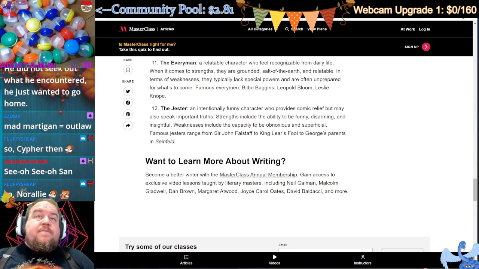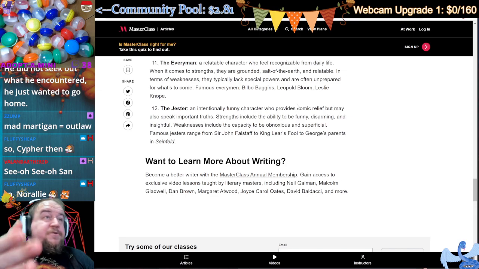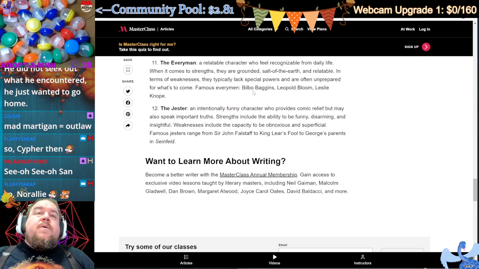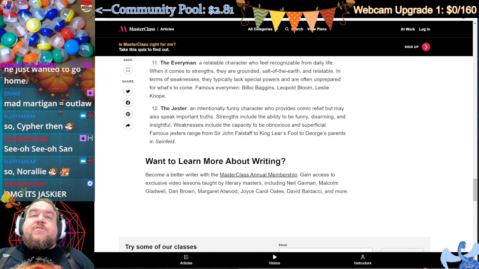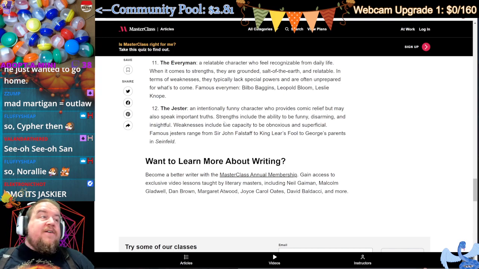And the Jester, an intentionally funny character who provides comic relief, but may also speak important truths. Strengths include the ability to be funny, disarming, and insightful. Weaknesses include the capacity to be obnoxious and superficial. Famous jesters range from Sir John Falstaff to King Lear's fool to George's parents in Seinfeld.